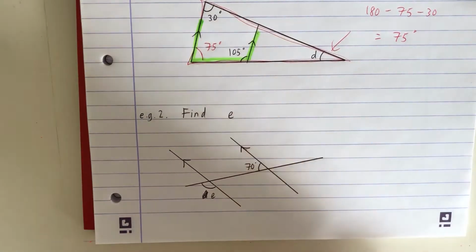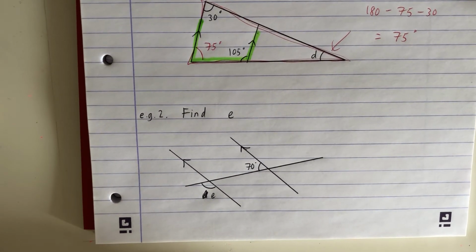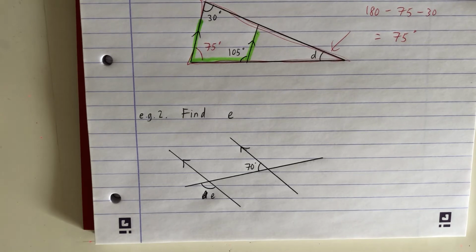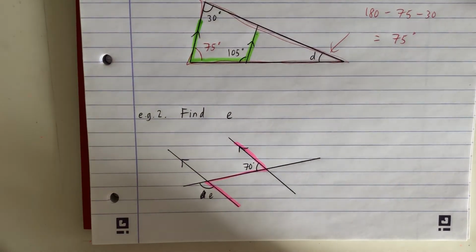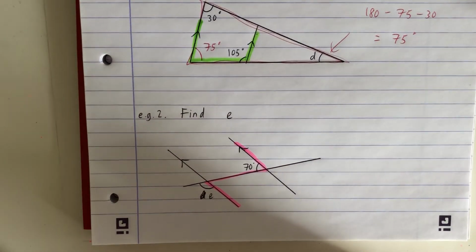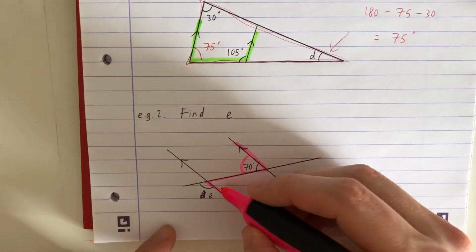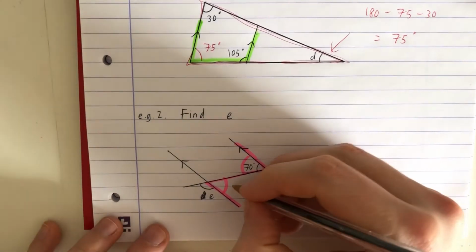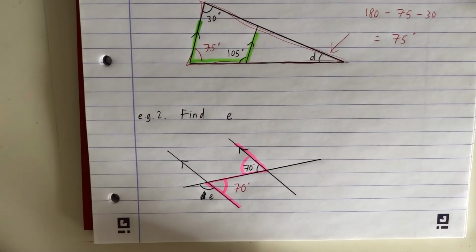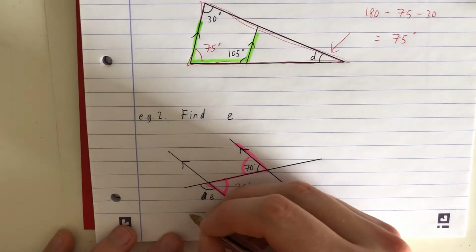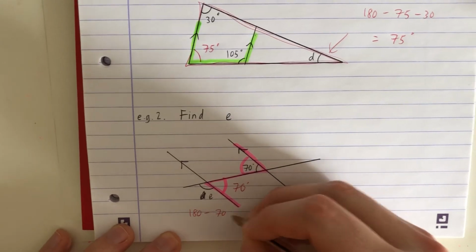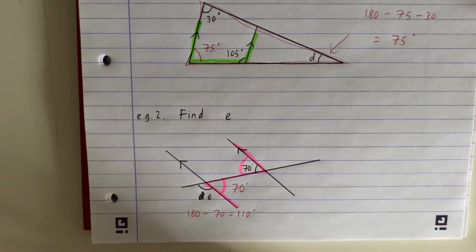Example number 2. Find E. Okay, so we're looking for some of these shapes. What's the first one you guys see? I see a Z angle, or an N now we're calling it. Remember, CIA is fun, N would be alternate. So that's 70, that's 70. Now how can you work out E from there? Well, this is a straight line, 70 plus something, so that'd be 180, subtract 70, which is 110 degrees.